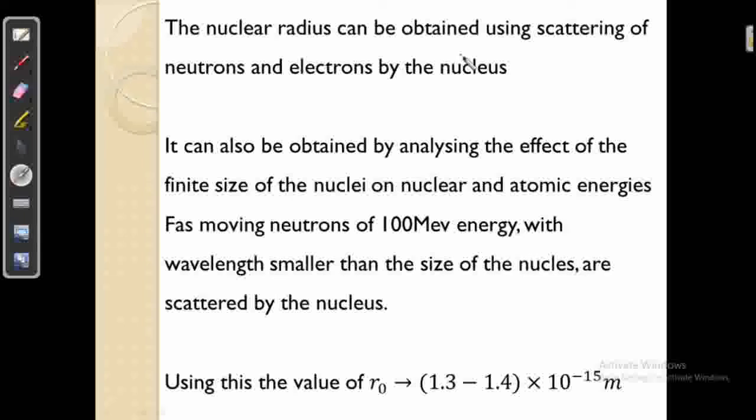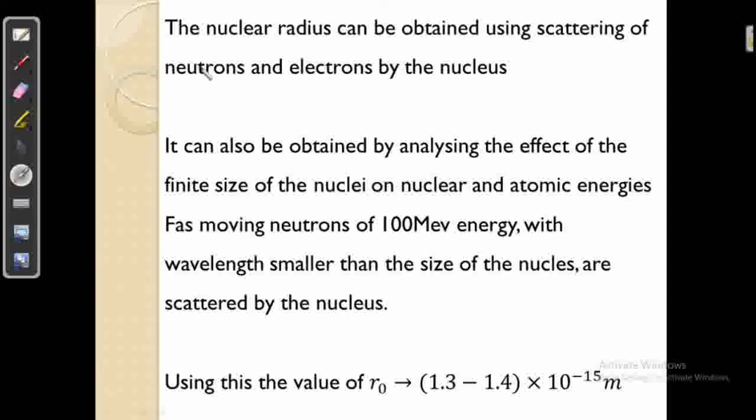The nuclear radius can be obtained using the scattering of neutrons and electrons by the nucleus. Of course, we also get it by alpha particle scattering, that is, positively charged particles. The alpha particle is mainly the helium nucleus. The alpha particle gets scattered, and we can find the different positions of the scattered alpha particles, and we obtain some values for the properties of the nucleus.